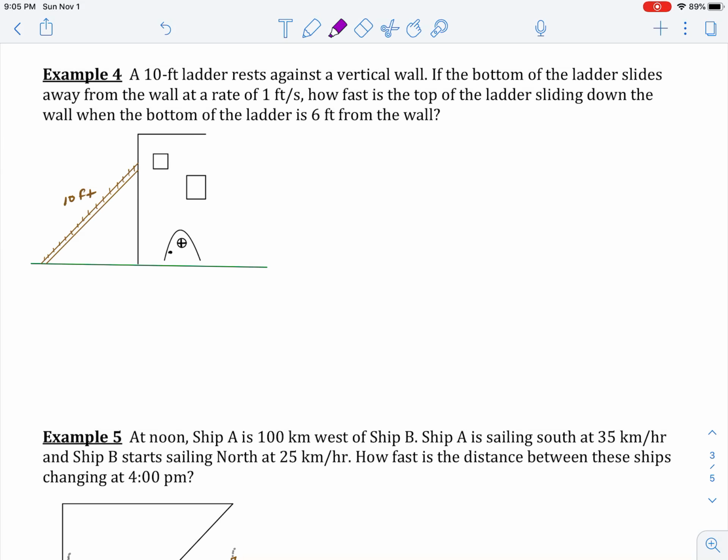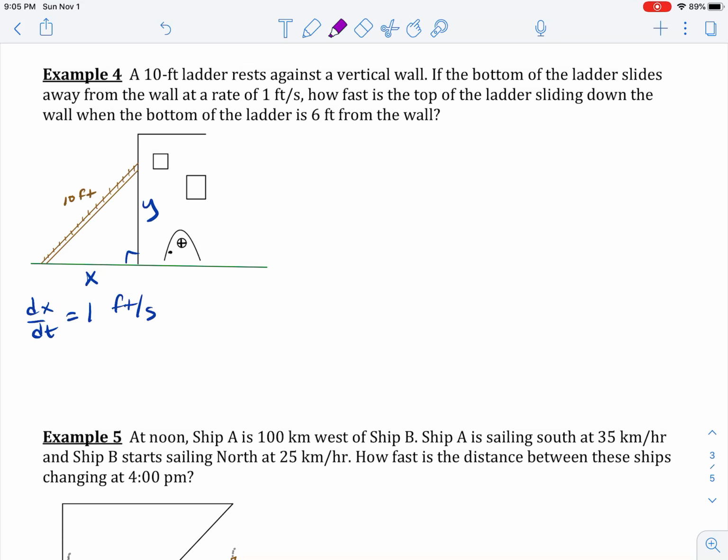size, so it's always going to be 10 feet. But I also have that we've got a right triangle here, and so if I want to add some variables, I'm going to say that the horizontal line is going to be x, and the vertical line is going to be y. And let's just take a look at the other facts that we have. It says if the bottom of the ladder slides away from the wall at a rate of 1 foot per second, I know that dx dt, since I called it x, dx dt is going to be 1 foot per second.